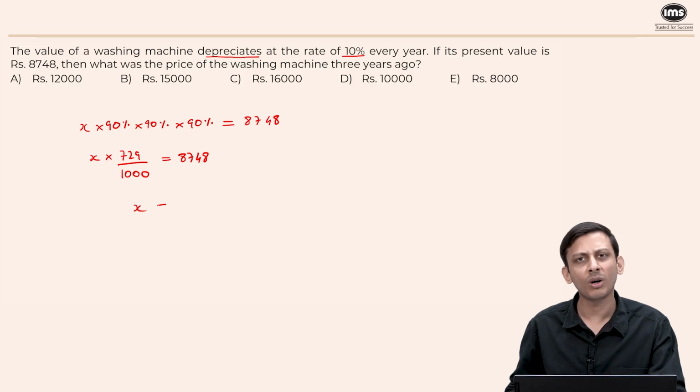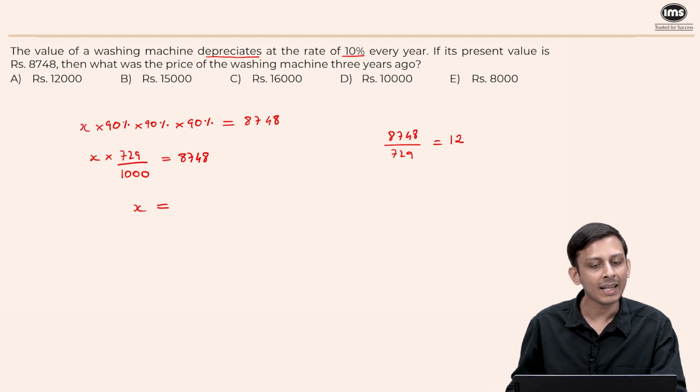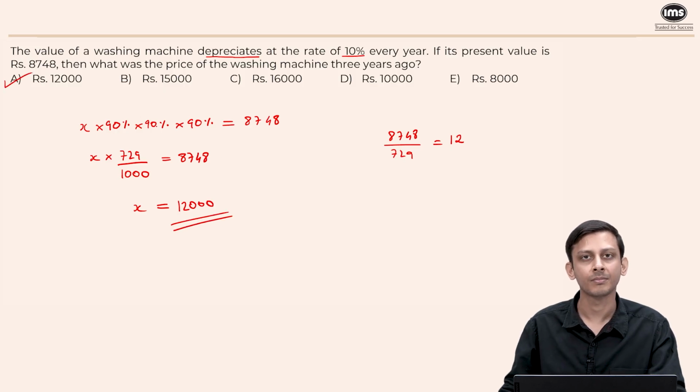So here we just have to do a fairly simple calculation. 8748 we have to divide by 729. So first of all, 729 will go one time. Out of 874, we will have 729. And we will be left with 145. And then 1458. 729 into 2 is 1458. So we will get 12 here. And then 12 into 1000 will give us 12,000. So the answer will be 12,000, which is in option A.